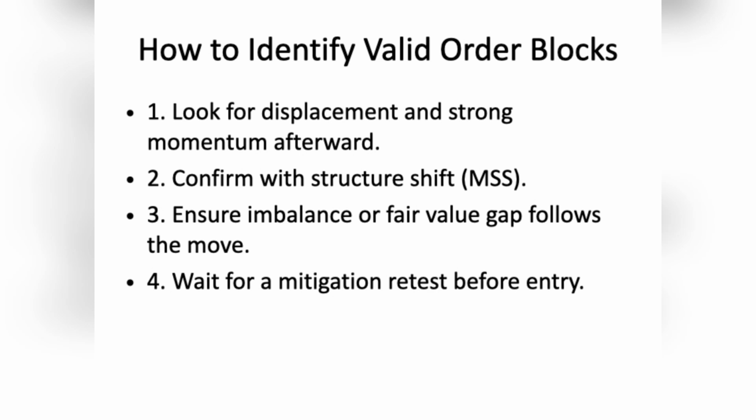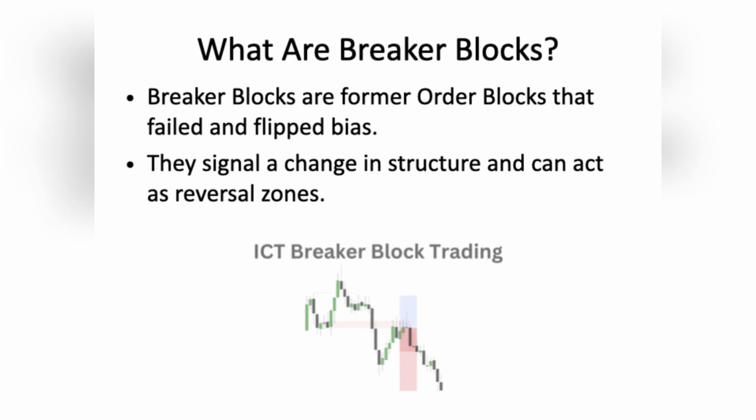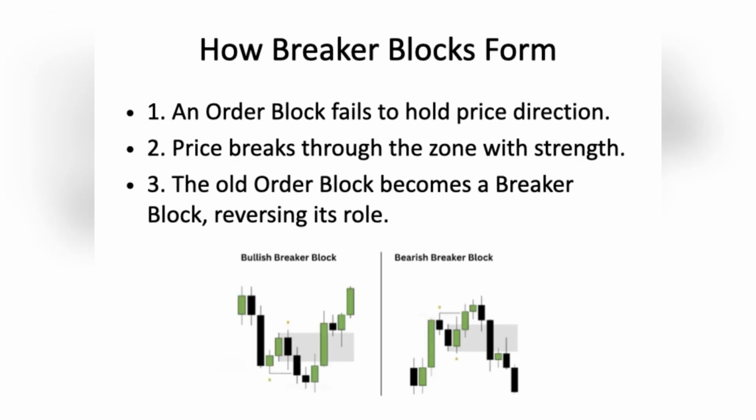Now, let's talk about what happens when an order block fails. This is where we get a breaker block. A breaker block is essentially a former order block that didn't hold price direction. The level was broken with force, and its role has flipped. It's now a zone that can signal a reversal of the previous trend. The formation is a three-step process. An order block fails to act as support or resistance. Price smashes through the zone with conviction. That old order block now becomes a breaker block. If it was a bullish OB that broke down, it becomes a bearish breaker, and vice versa.